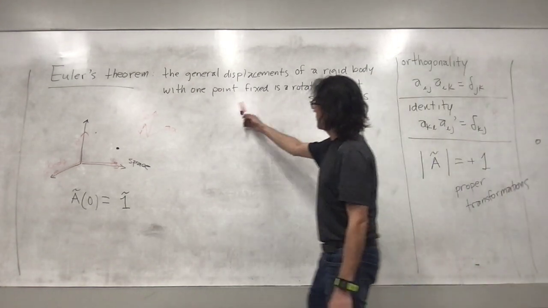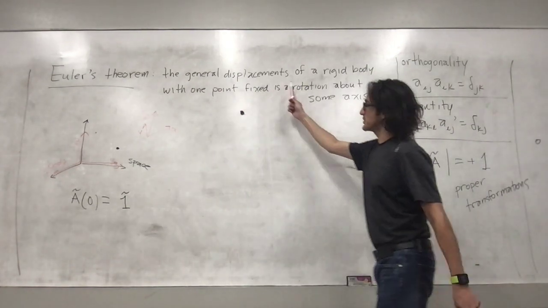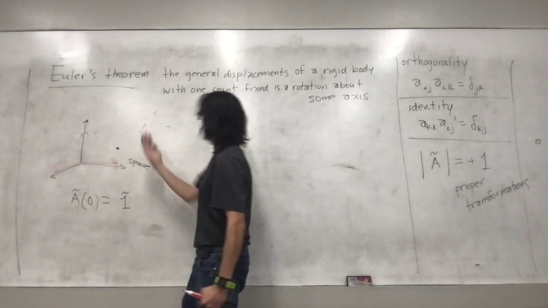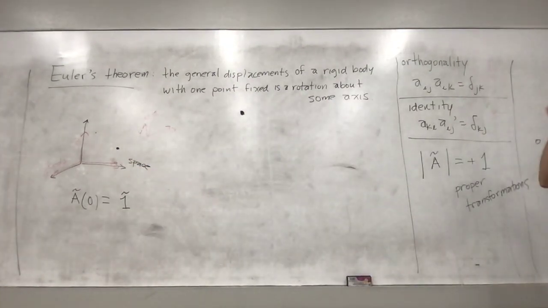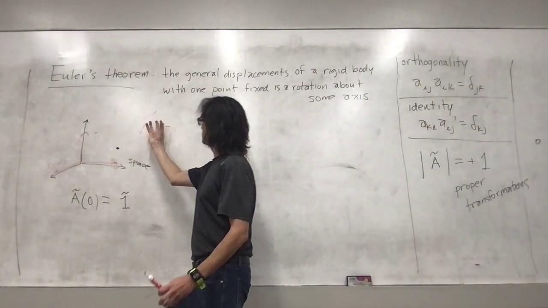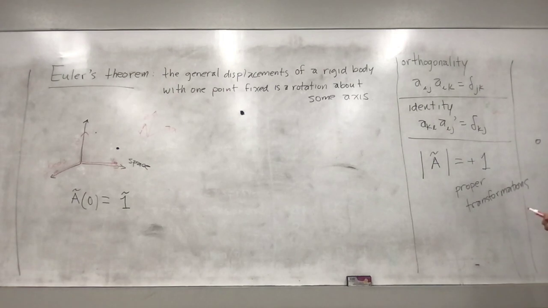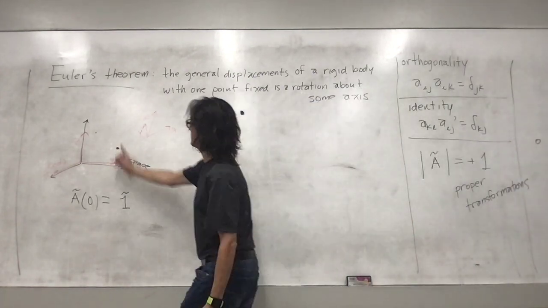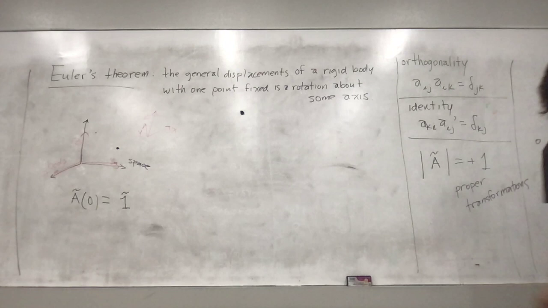So this is a fixed point, okay? General displacement means that we're going to rotate the whole Cartesian system. It's a rigid body, so they're still describing a rigid body. And what the theorem says is that any displacement can be defined as a rotation about a fixed point.